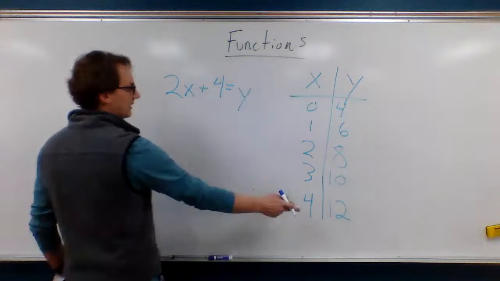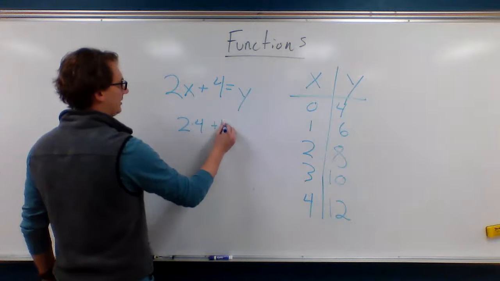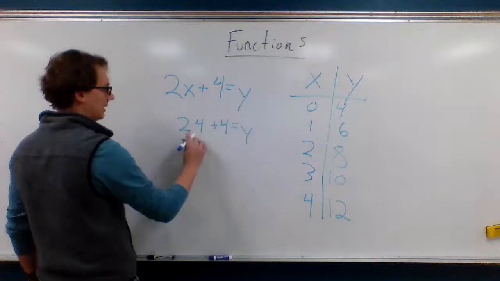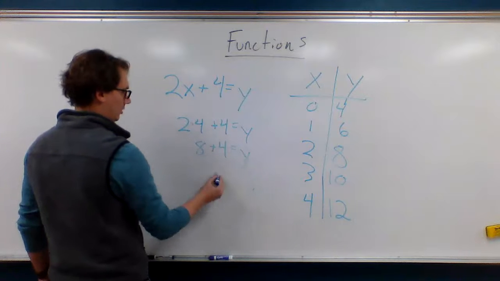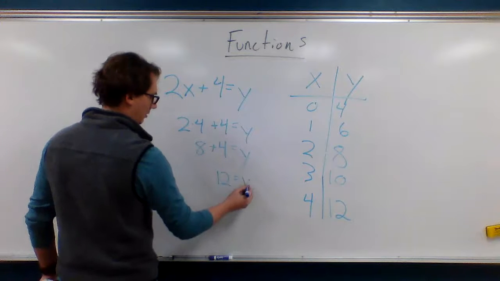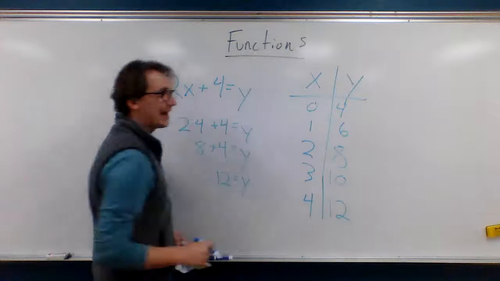Okay? So we're going to take 4 and plug that in. 2 times 4 plus 4 equals y. 2 times 4 is 8, plus 4 is 12, equals y. So we got it.